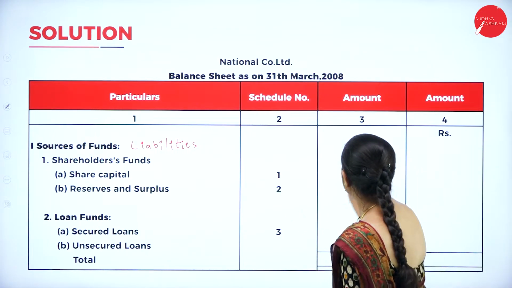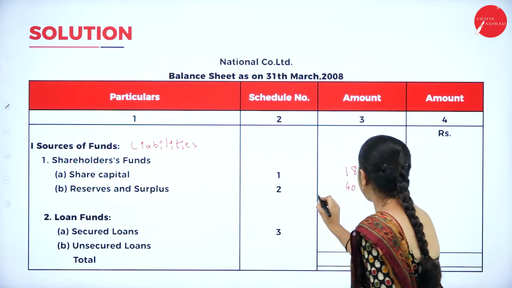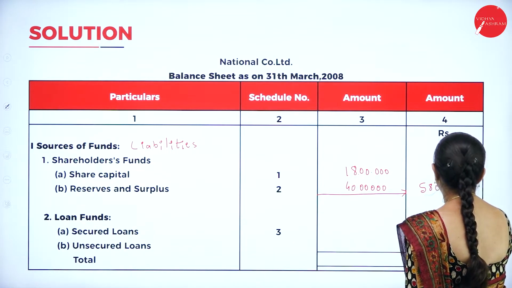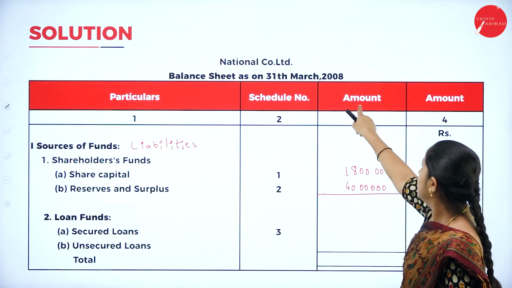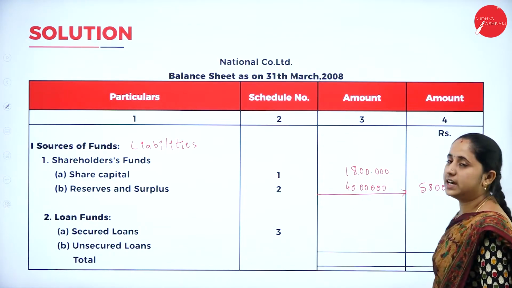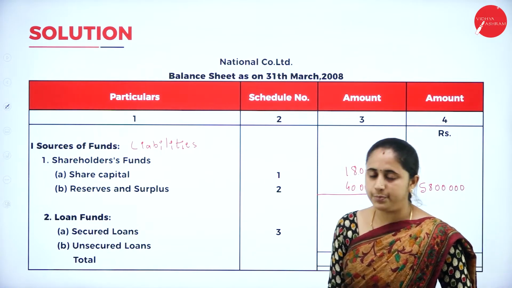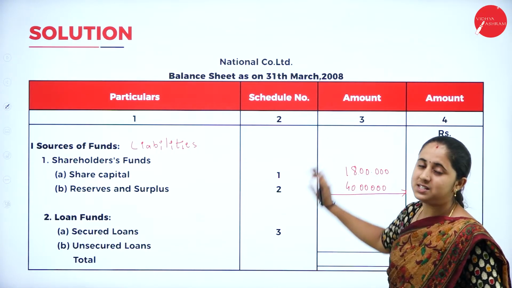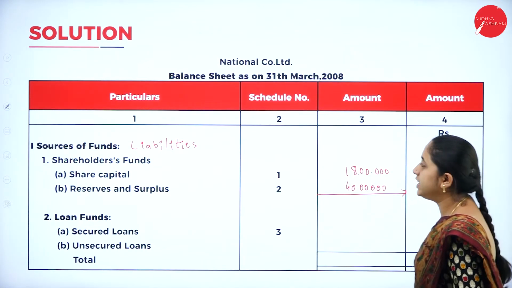Next, total of shareholders' funds, that is 18 lakh plus 40 lakh, that is 58 lakh. So write it in the outer column. In the last session, while discussing the balance sheet, we saw that this column is the figure at the end of the current year and this column is for the figure at the end of the previous year. But here we don't have any information about the previous year, so write it as amount, that means the amount for the current year. So shareholders' funds is 58 lakh.